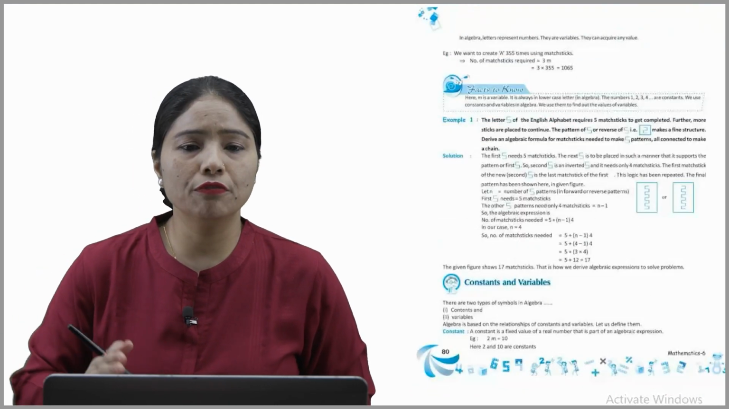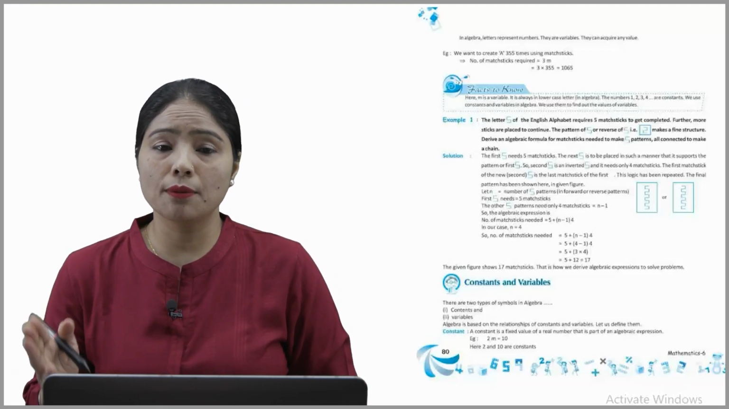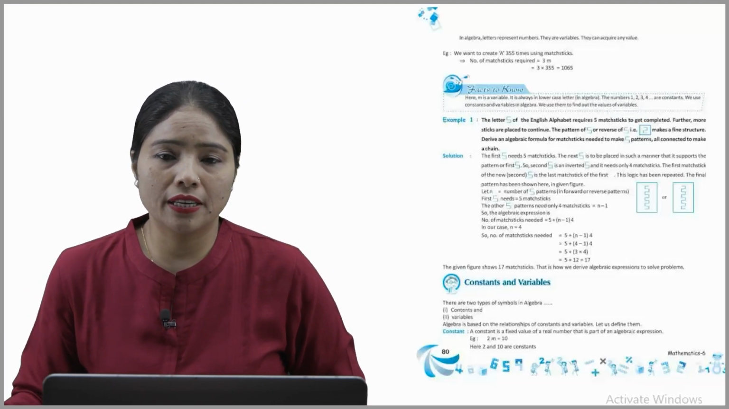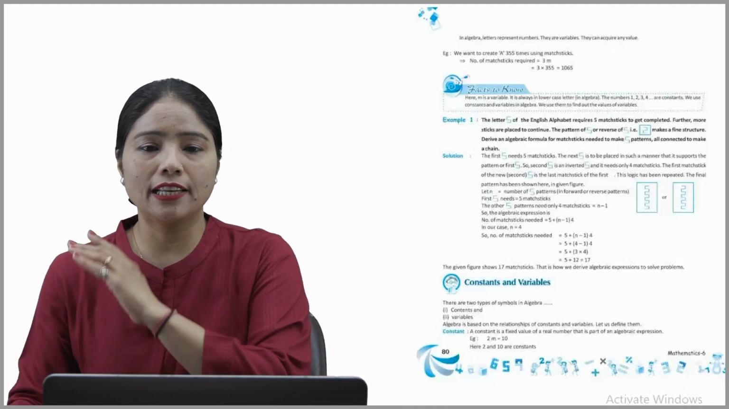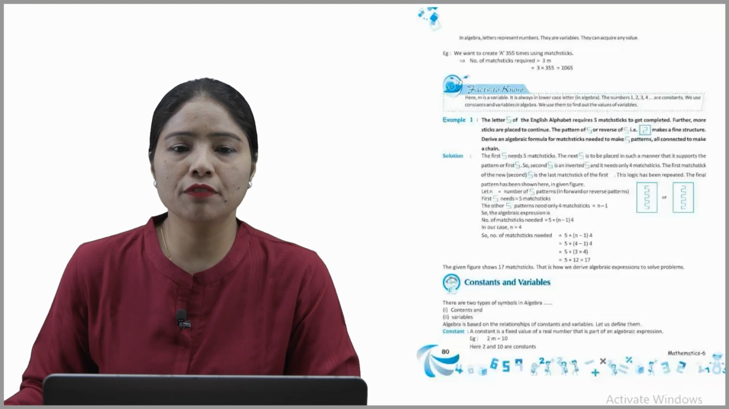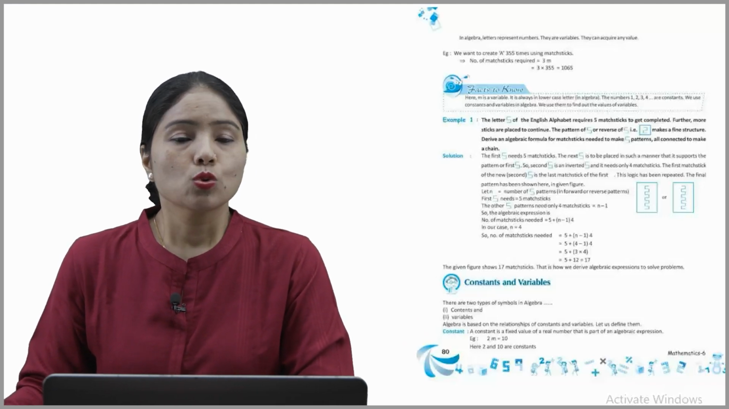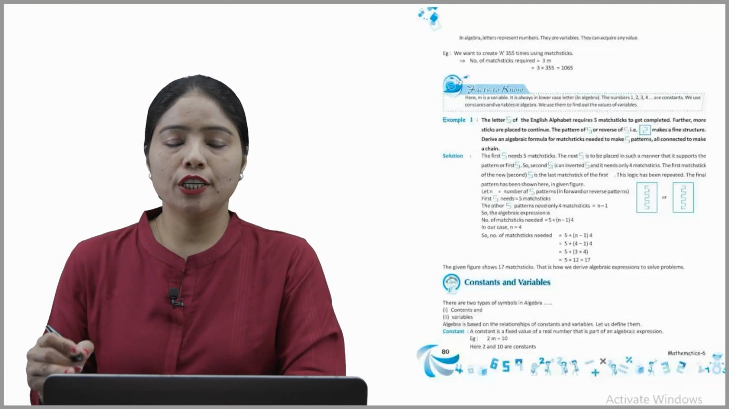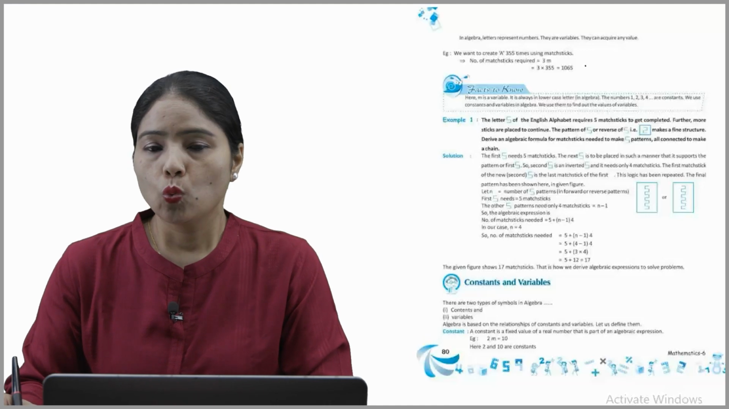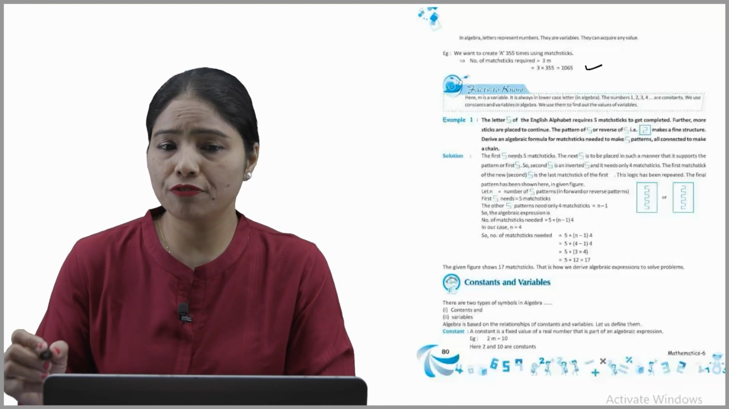So now we can say that in algebra, letters represent numbers. They are variables. They can acquire any value. So, for example, we want to create A 355 times using matchsticks. So number of matchsticks required is 3m, that means 3 into 355 is 1065. Hope you understood well.